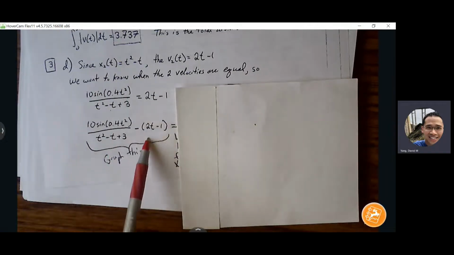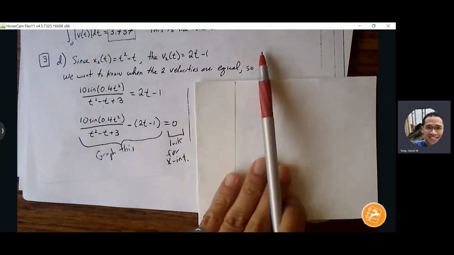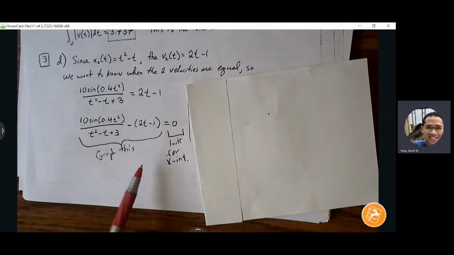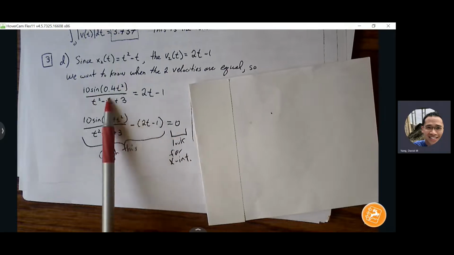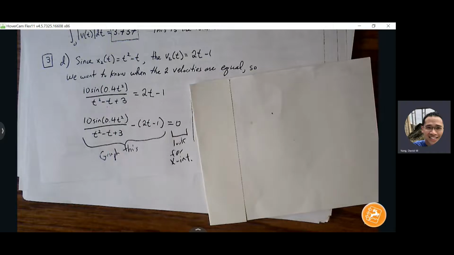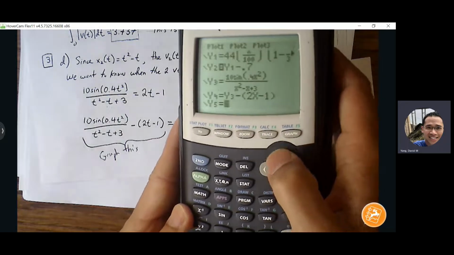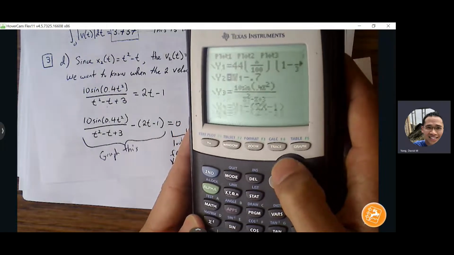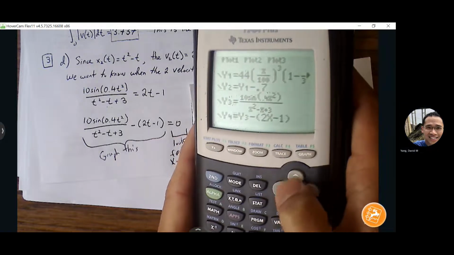So I can subtract this 2t minus 1 over to the left side. And that way I can just let my calculator do the work for me. I'm going to graph this function and then follow the graph to the x-intercept. And that will tell me at what time these will be equal. So I put that under y4. I have y3 minus parentheses 2x minus 1. And I'm just going to highlight my last graph because I only want to see that graph.